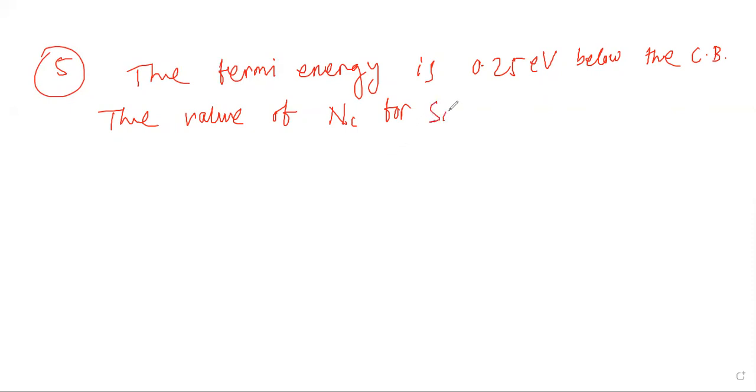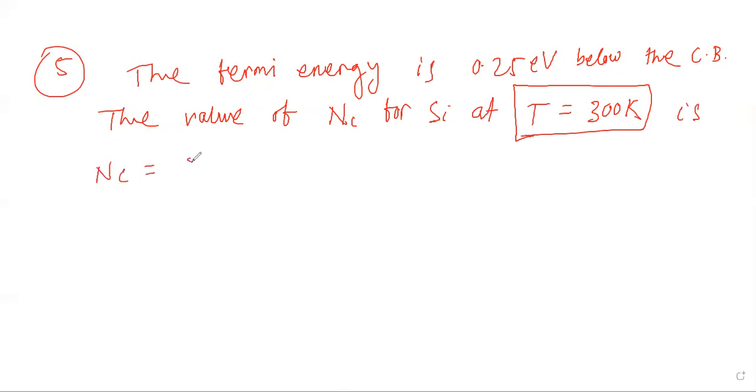Okay, so for silicon at T equals 300 Kelvin. This is always given as T equals 300 Kelvin in most of the problems, because this is considered to be the room temperature. The value of NC is given as 2.8 × 10^19 per centimeter cube. So the effective density of states in the conduction band is given.